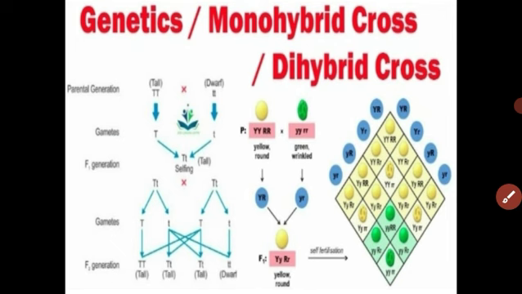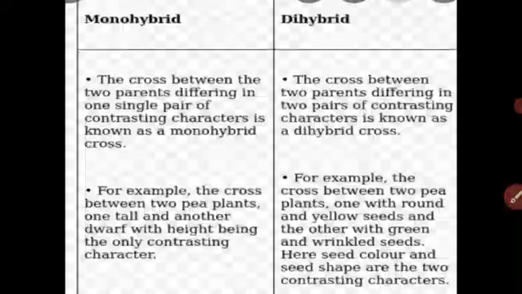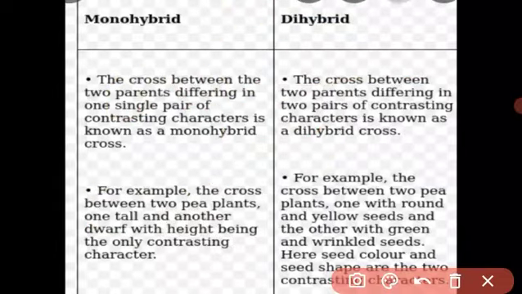Mendel proved the theory of genetics by performing some crosses, monohybrid and dihybrid, and whenever he crossed the monohybrid or dihybrid, with many contrasting characters, what is the result? The result is the same. So he gave the ratio of genotypes and phenotypes. Let us first see in detail what is the monohybrid cross and dihybrid cross. First of all, I will explain what is the monohybrid cross.